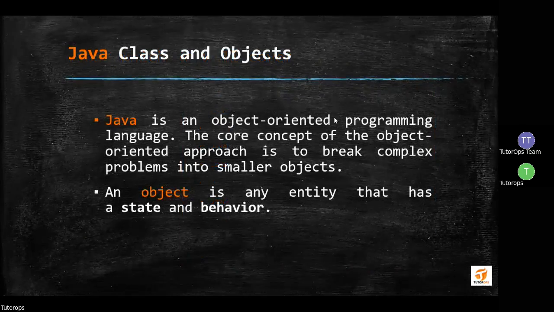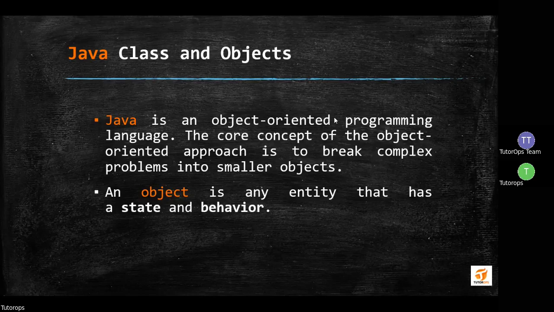So first we should know what is class and object. Java is an object-oriented programming language. The core concept of the object-oriented approach is to break a complex problem into smaller objects. So if you write a big, complex program, instead of writing it all together, you can separate it into pieces of objects. We have a problem, and to solve that problem, we can create an individual object or individual class, with individual responsibility, that will solve that particular problem.